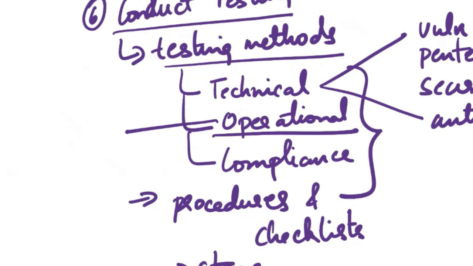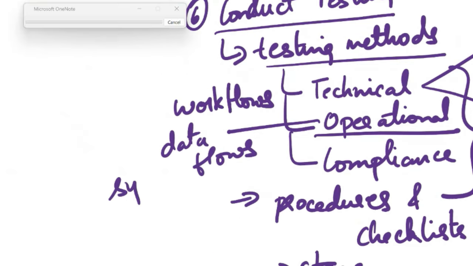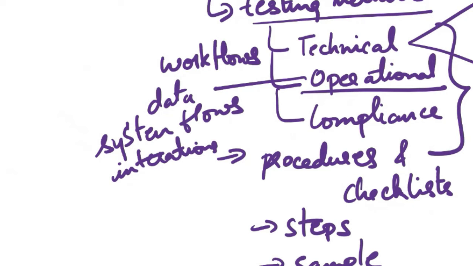The next one is operational testing. So you conduct operational testing to evaluate the effectiveness of IT processes and controls in achieving organizational objectives and compliance requirements. So you observe workflows, data flows, system interactions, and so on to identify gaps, bottlenecks, or inefficiencies in IT operations. Again, you review documentation, policies, and procedures to ensure alignment with best practices and regulatory requirements.